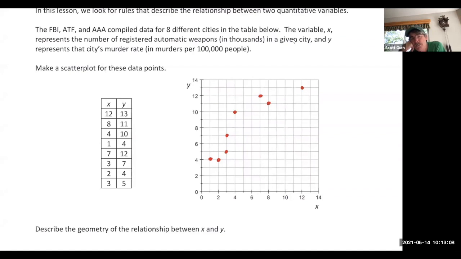So the question is, is there a way to come up with some mathematical tool for describing the relationship? And of course, we're going to find what's called a line of best fit here. The goal is to find an equation of a line that sort of goes through the middle of that, and then have a measure for how good it works. Okay. Any questions?